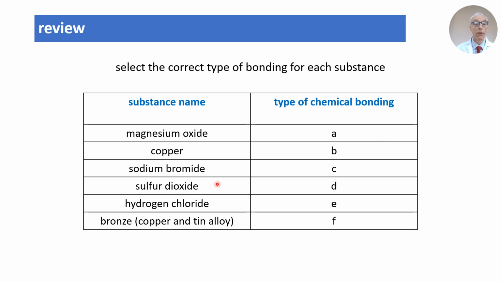Okay, so magnesium oxide is a metal and a non-metal, so that of course will be ionic. Copper is a metal, so that'll be metallic. Sodium bromide, well that's metal and non-metal. Sulfur dioxide, those are two non-metals, so covalent. Hydrogen chloride the same, two non-metals, and then an alloy, of course, contains metals only, so that would also be metallic.